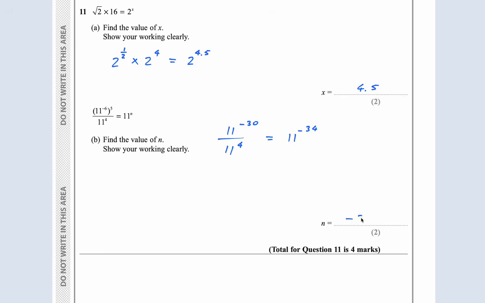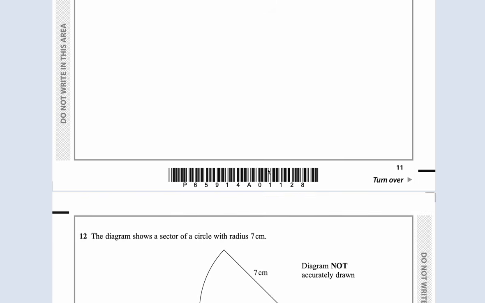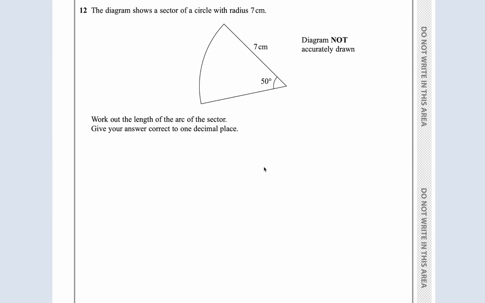n equals negative 34. Just be careful, guys. It's not 11 to the power of negative 34. It's n. So n is just whatever's there. Okay, question 12.